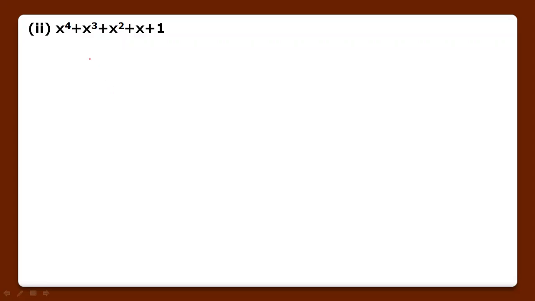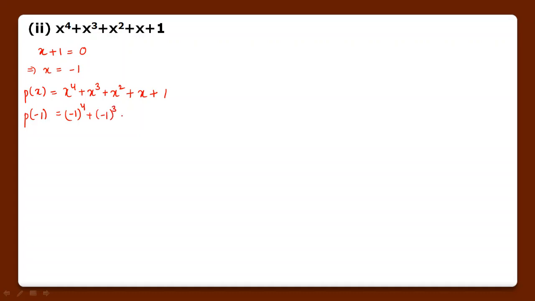x raised to the power 4 plus x cube plus x square plus x plus 1. We'll do the same. First step is x plus 1 जो हमें given था कि फैक्टर पे चेक करना है हमें. Implies x equals minus 1. px इस क्वेश्चन में that is changed. Here the polynomial is x की power 4 plus x cube plus x square plus x plus 1. In place of x, we'll put here minus 1. Minus 1 raised to the power 4 plus minus 1 raised to the power cube plus minus 1 square plus minus 1 and plus 1.